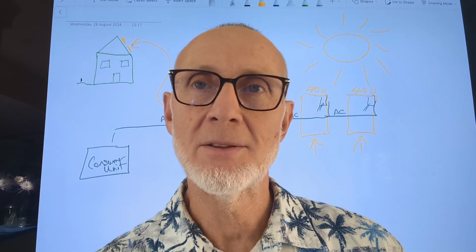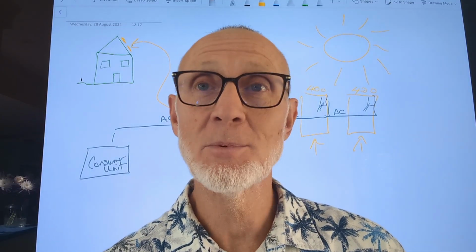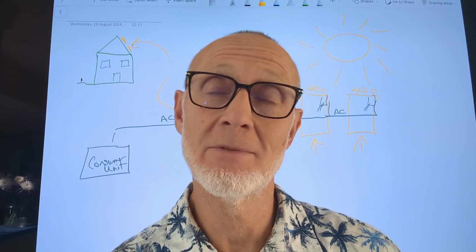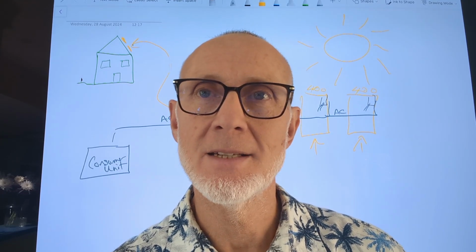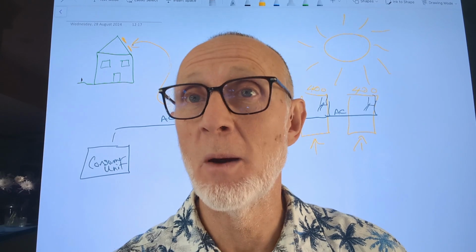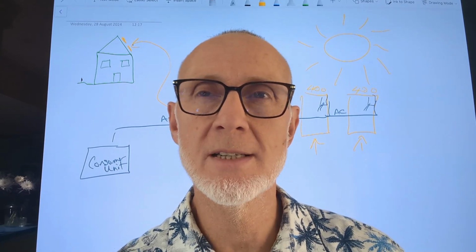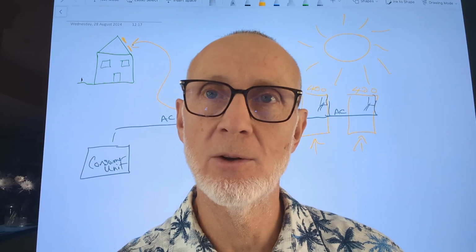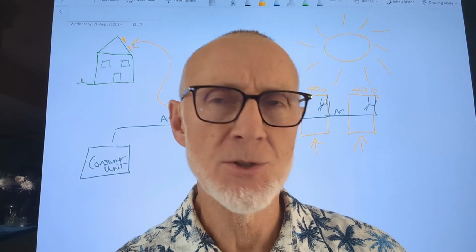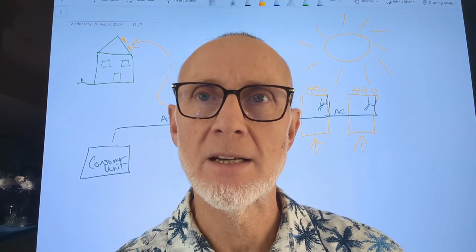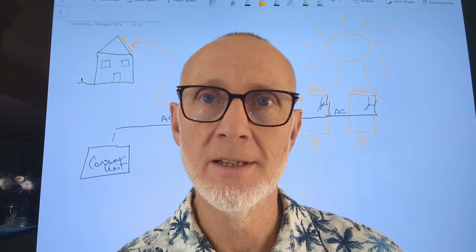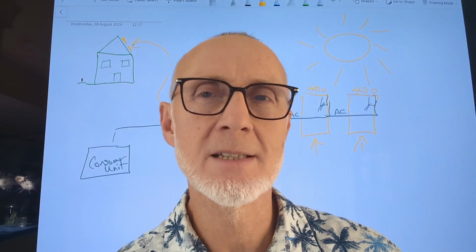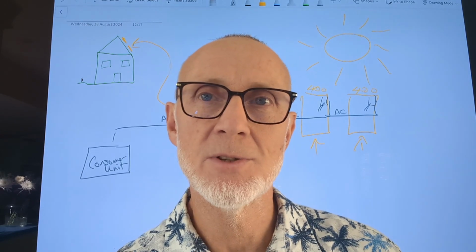So the last method is to use optimizers. An optimizer is a box of electronics that sits behind every panel. And it connects to a brain, a small device anywhere in the property, which can then control each panel individually. You still need an inverter, as with the first method, the string inverter, but you get very similar benefits to those of the microinverter in this case.